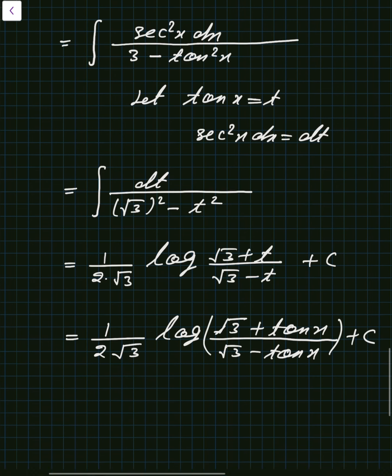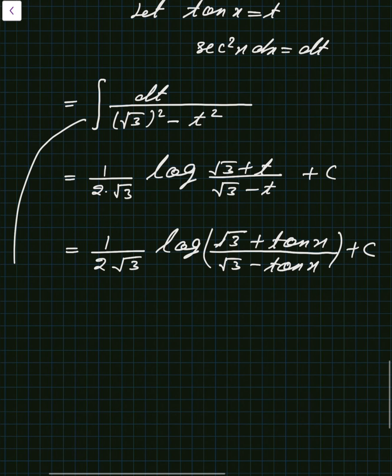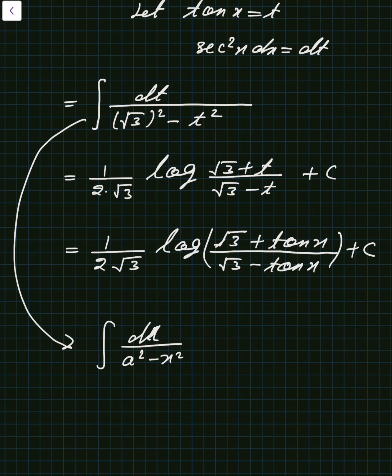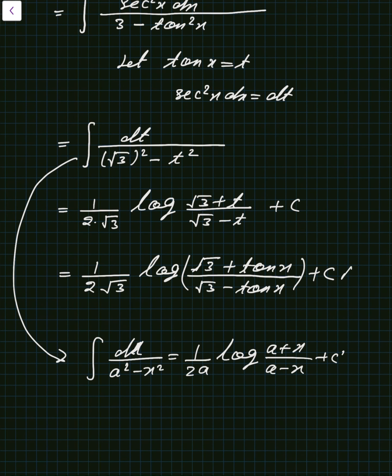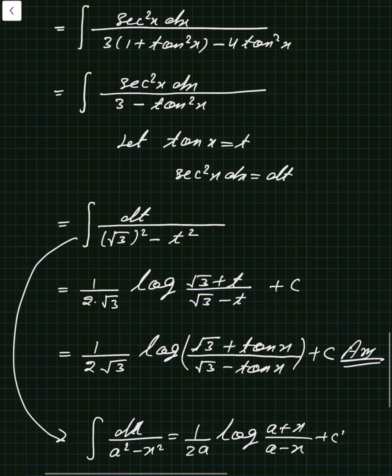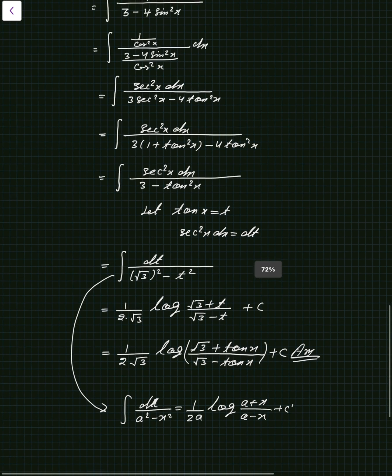If in doubt, then comment. Basically here we use the formula integration of dx upon a square minus x square, that is 1 by 2a log of a plus x upon a minus x plus c. Okay, this is the final answer. If in doubt, then comment. This is question number 2.